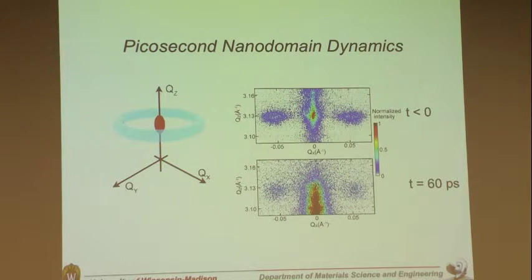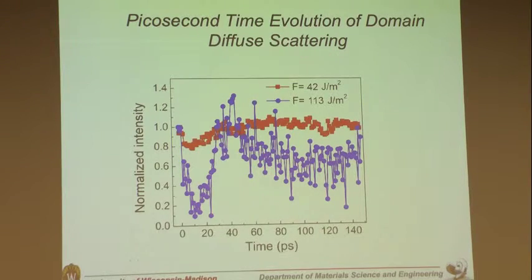So that's interesting, because it's so hard to imagine that a domain pattern would be transformed to a uniform polarization in only 50 picoseconds. And so we should think about structurally what's happening to this ferroelectric polarization during this time. So here's the domain diffuse scattering plotted as a function of time. So intensity versus time for the domain diffuse scattering.